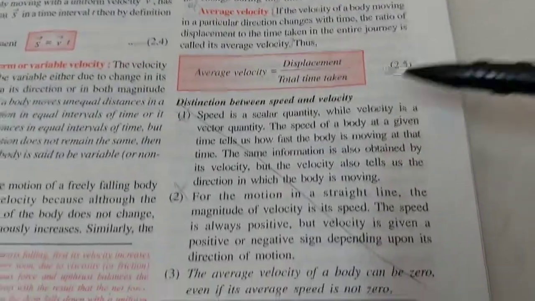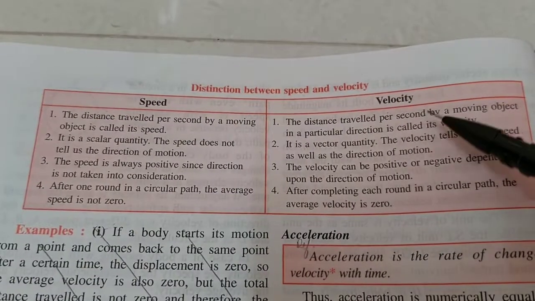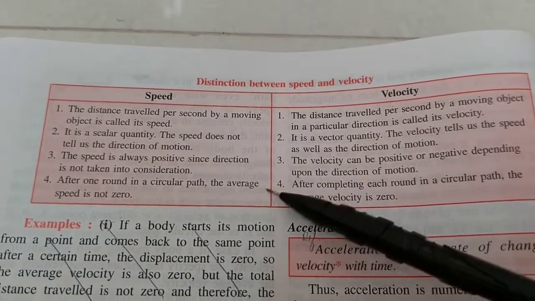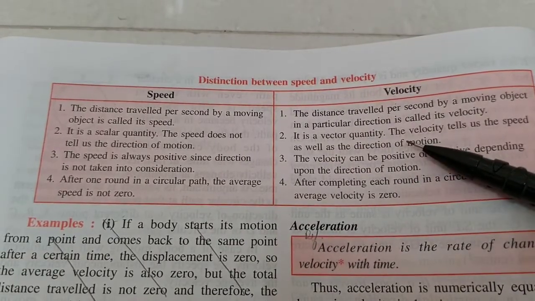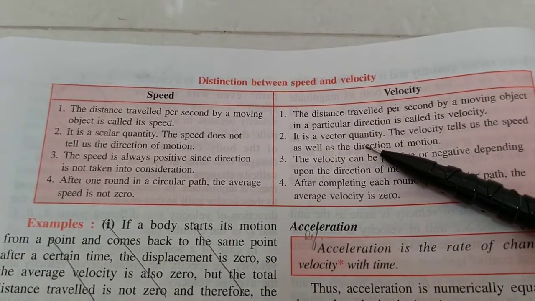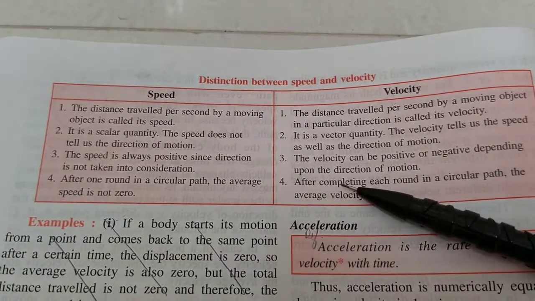Now the distinction between speed and velocity we'll learn from the table, so you can cancel all this. First point is a definition, second it's scalar and vector. Speed is always positive, velocity can be negative as well, because a negative sign means it is in the opposite direction. And here average speed can never be zero, but here it can be zero.